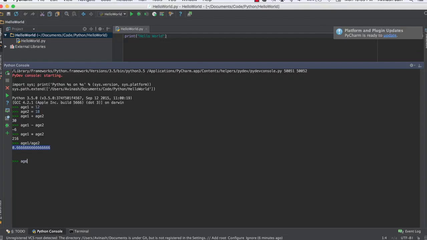Let's go ahead and say age 2 % age 1. Again, using the percent sign, we get 6. And if we try age 1 % age 2, we get 12. Alright? So that's basically the remainder. If you divide age 2 by age 1, what's the remainder? 6. And if you divide age 1 by age 2, what's the remainder? 12. It's by itself. Alright.